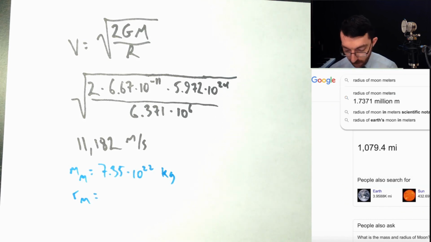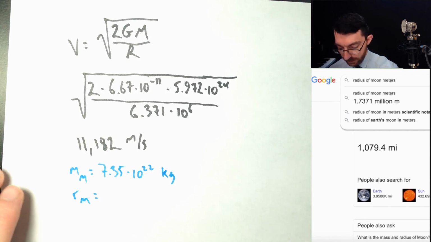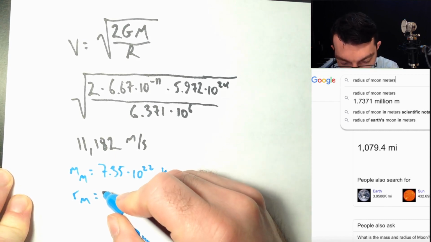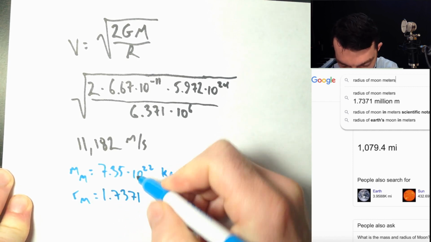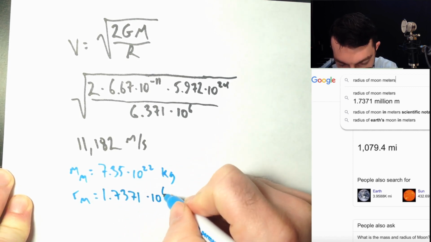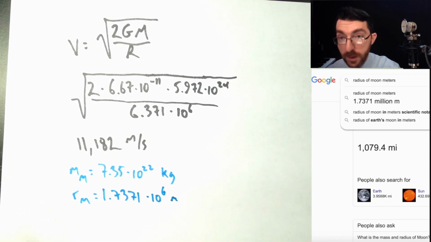Meters. Okay, there we go. 1.7371 million meters. 1.7371 times 10 to the 6th meters. Okay, so there's the mass and the radius of the moon.